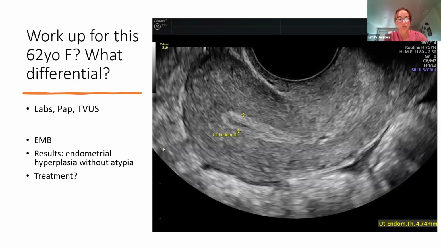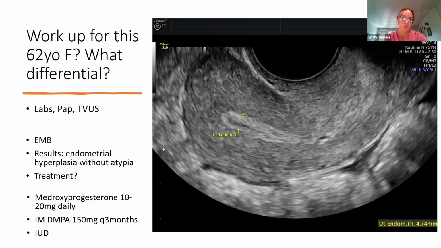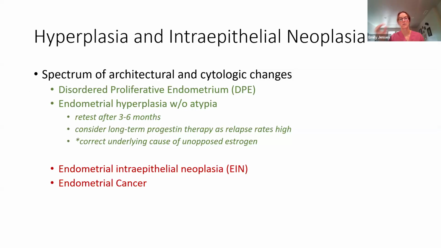So what is your treatment with that? What is your go-to with that? So basically progesterone. You can get her on an oral, you can get her on a depot, you can get her on an IUD. And then there are recommendations as far as your endometrial biopsies go. You can get results of hyperplasia and intraepithelial neoplasia. There's a spectrum of these different architectural and cytologic changes that the pathologist goes over.